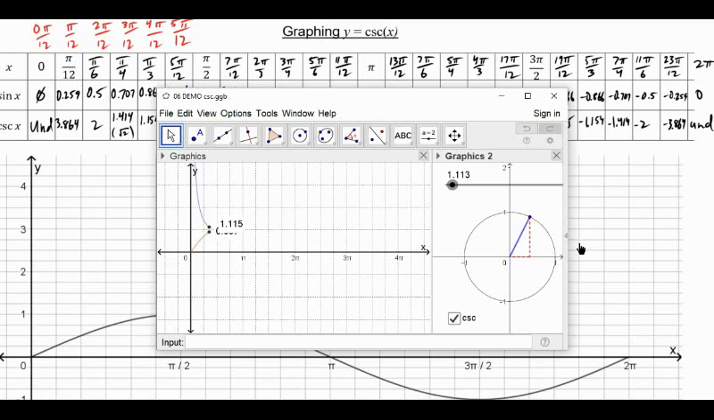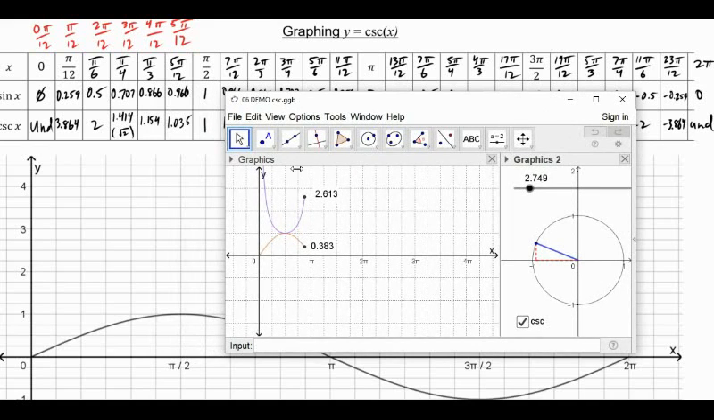Now, as sine approaches 1, what happens? Cosecant also approaches 1, because they're both equal to 1 at pi by 2, because they're reciprocal. Reciprocal of 1 is 1. Okay, and then as sine approaches 0, what happens? Cosecant goes back up to infinity, and we have an asymptote, because you can't actually take the reciprocal of 0. So cosecant doesn't exist there. It's very important. It's an asymptote.